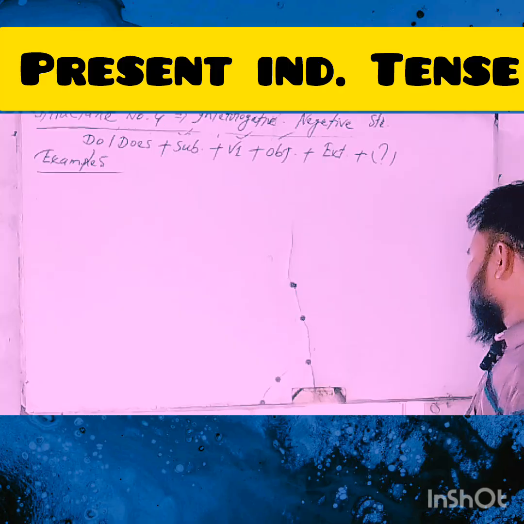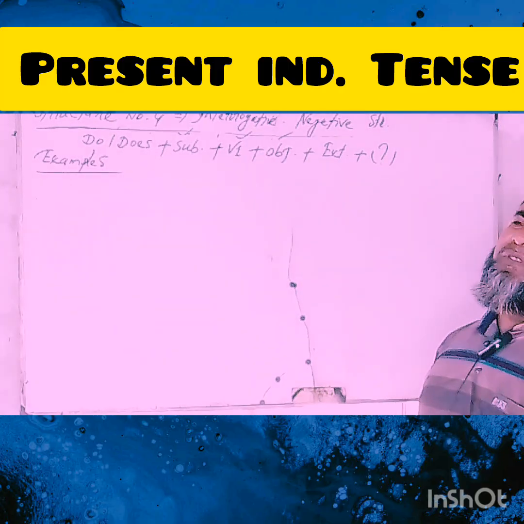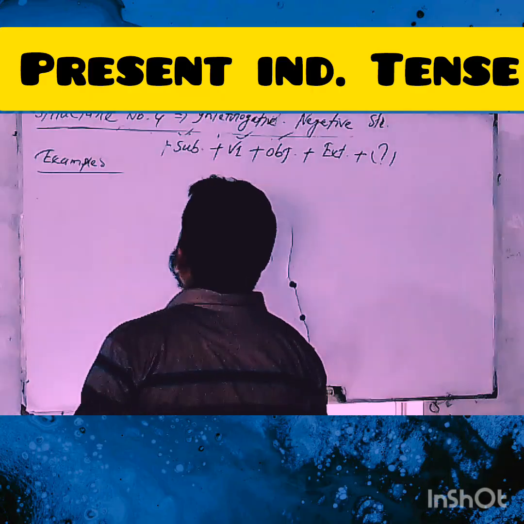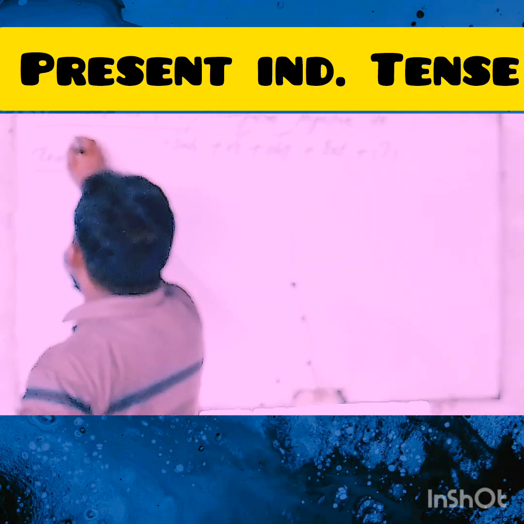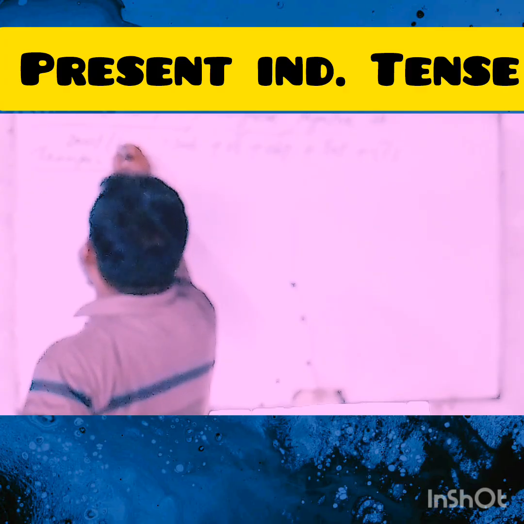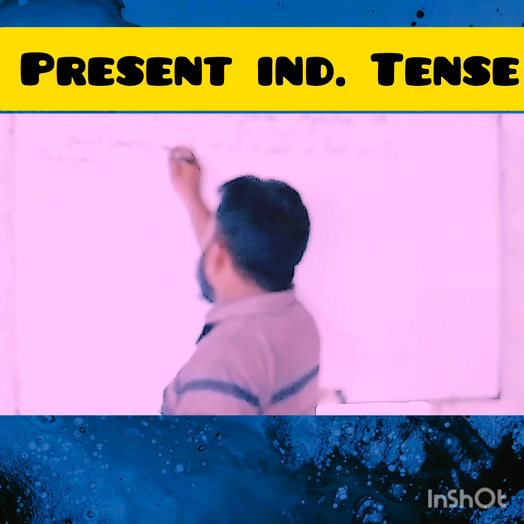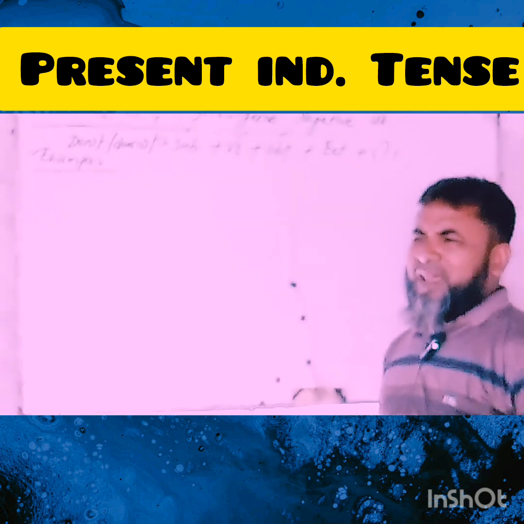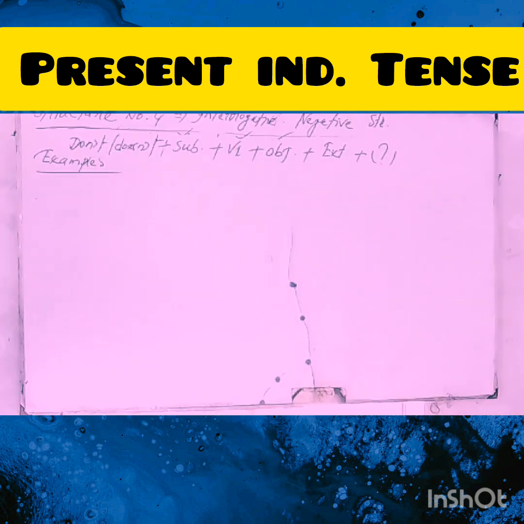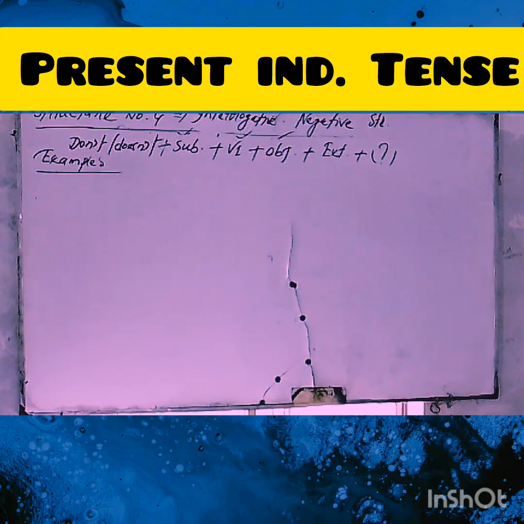Okay, my dear friends, at the time of forming an interrogative negative structure, especially with present indefinite tense, you will have to use don't or doesn't first before the subject. My dear learners, when you are going to make a sentence of interrogative and negative, you'll have to use this structure.